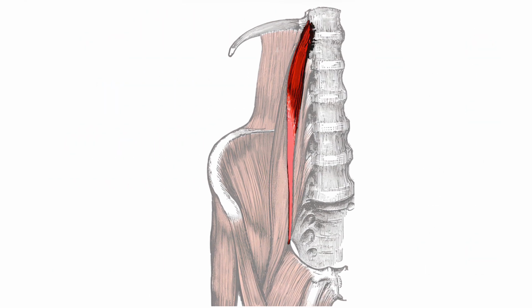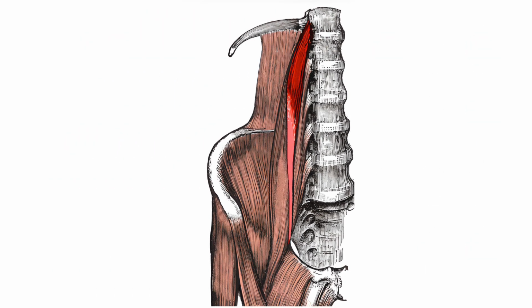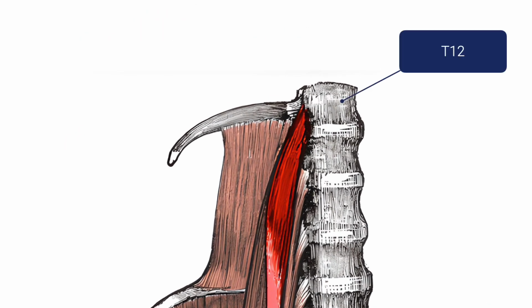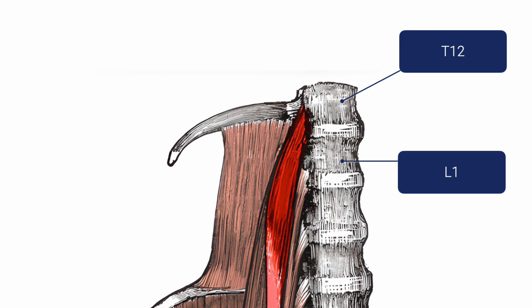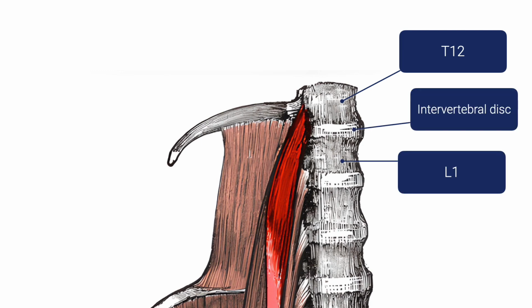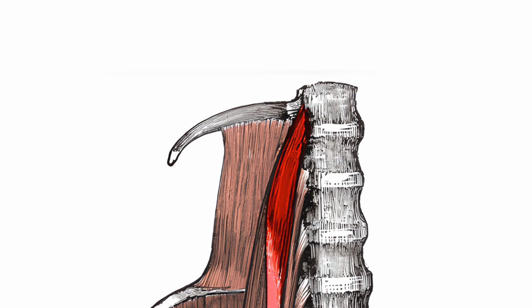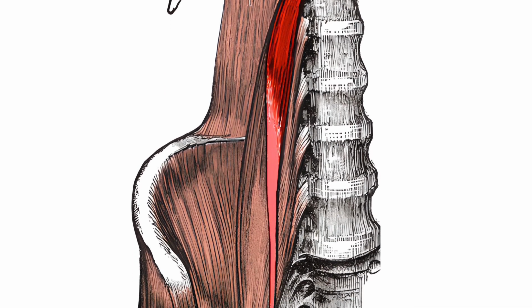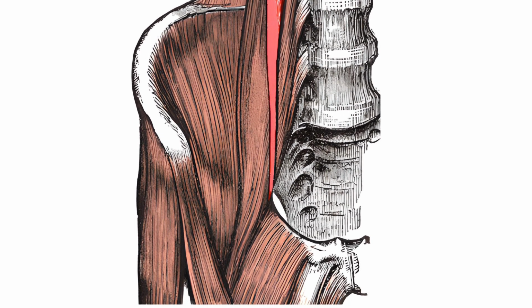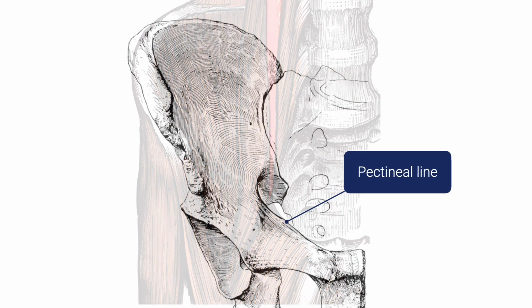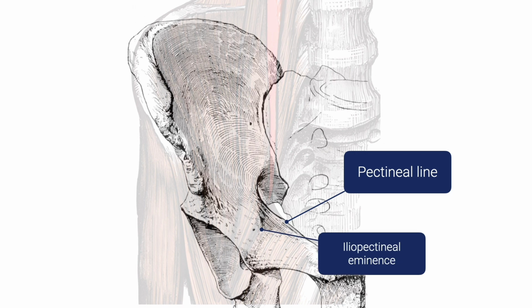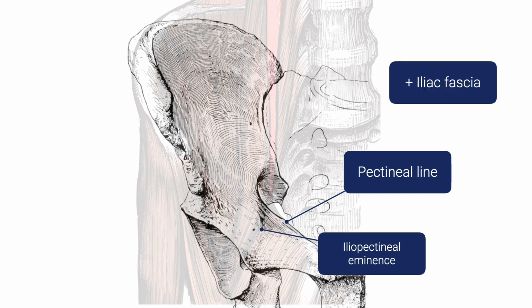The psoas minor muscle originates from the lateral aspect of the vertebral bodies of T12 and L1, as well as the intervertebral disc situated between them. It then extends inferiorly until the muscle belly tapers and forms a long tendon that inserts onto the pectineal line of the pubis, also known as pecten pubis, and the iliopectineal eminence. Some sources also consider the iliac fascia to be an insertion point for the psoas minor.